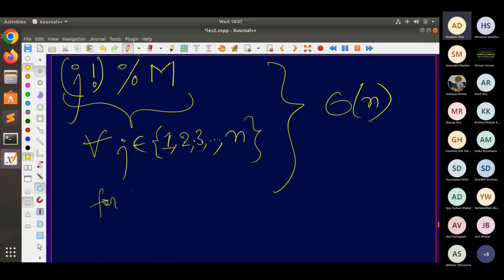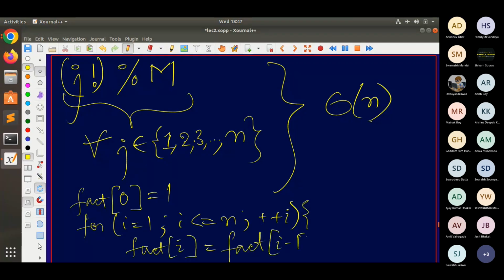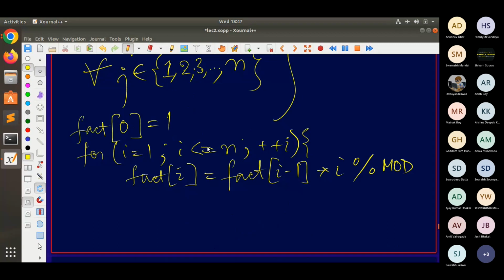You need some initialization, fact of 0 is 1, then for i equal to 1, i less than or equal to n, plus plus i, fact of i is fact of i minus 1 times i percentage mod, something like this, right?